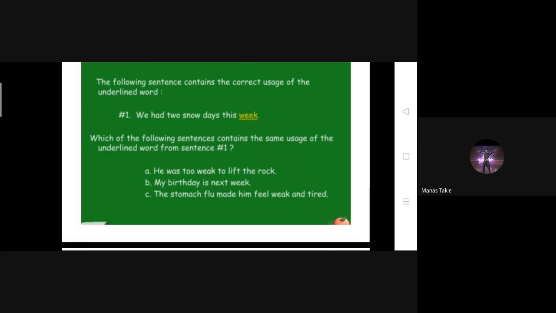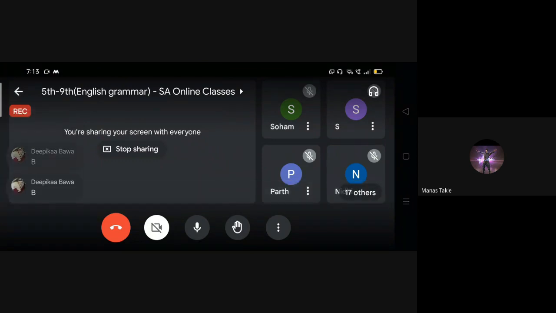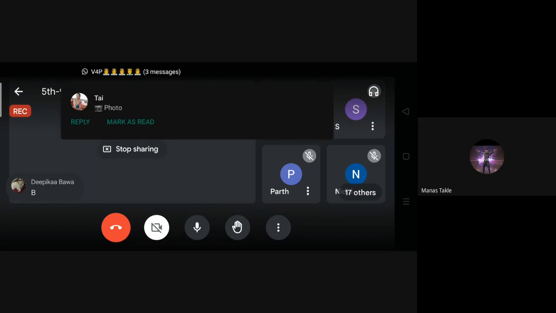So let's see. He was too weak to leave the rock. My birthday is next week, and the stomach flu made him feel weak and tired. A, B, or C. Which one? Yes. Obviously B. Okay.